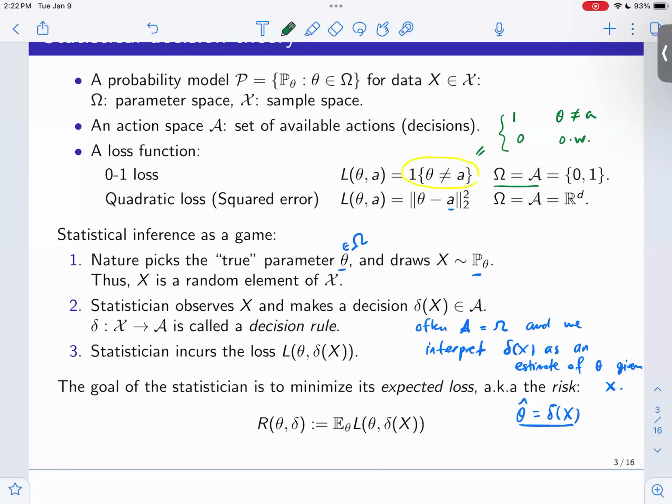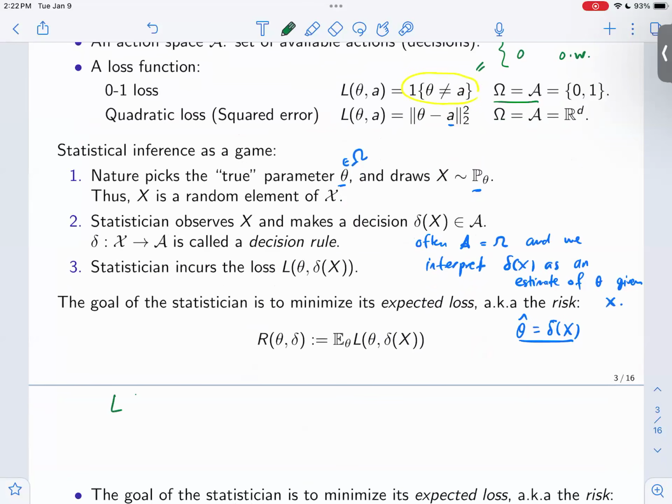So this is your guess of theta. And really you can think of it as I'm applying L of theta and theta hat, if you want. So this is saying if theta matches theta hat, then I don't pay a price. If it doesn't, then I pay a price. And this theta hat happens to be like this delta of x.